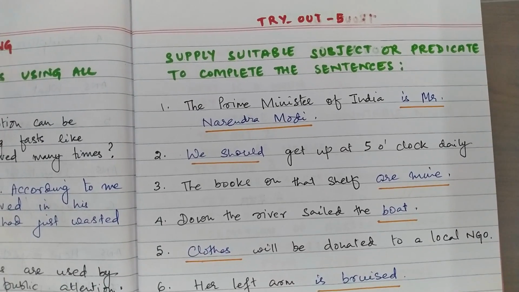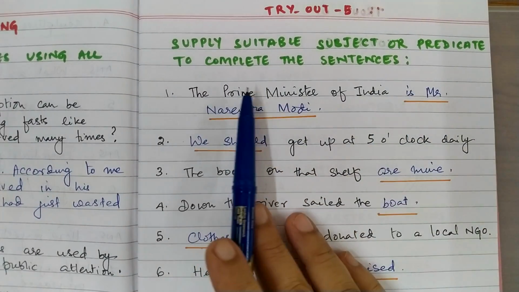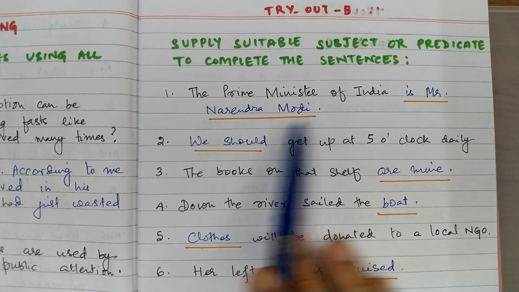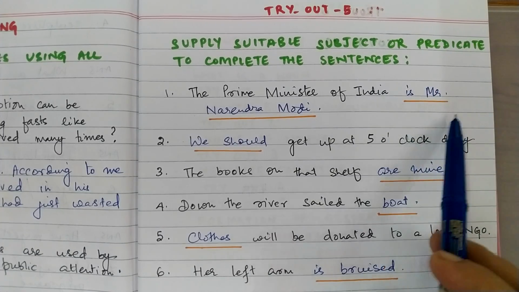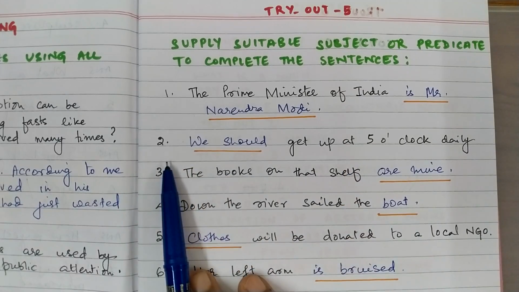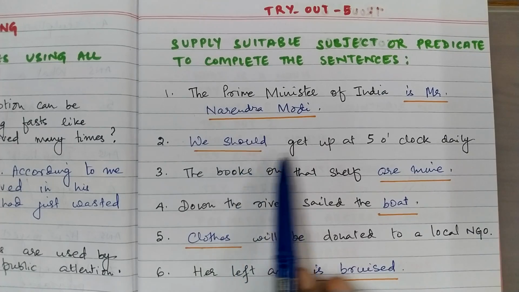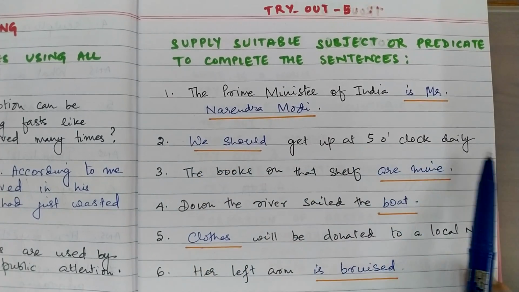Now tryout B, the question is, supply suitable subject or predicate to complete the sentences. 1. The Prime Minister of India is Mr. Narendra Modi. So the subject, whom are we talking about? We are talking about a subject. So the subject here is Mr. Narendra Modi. 2. Dash get up at 5 o'clock daily. We should, that means the subject is we, should get up at 5 o'clock daily.